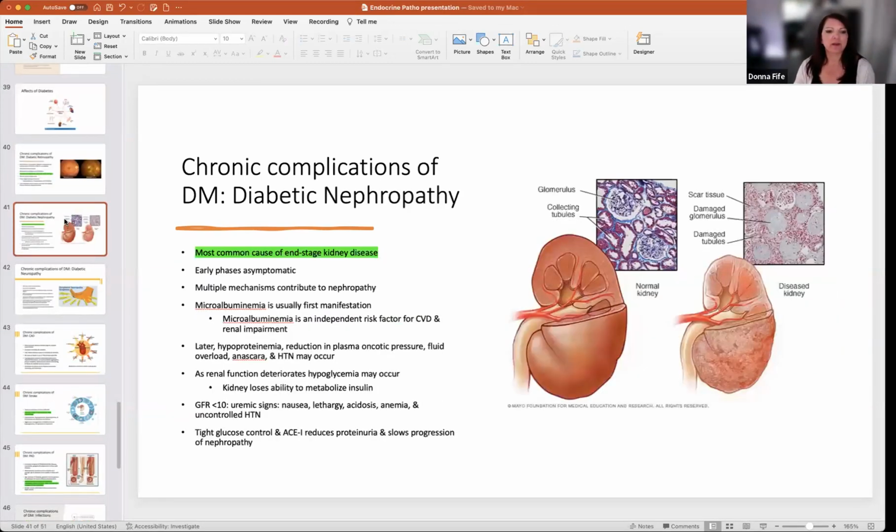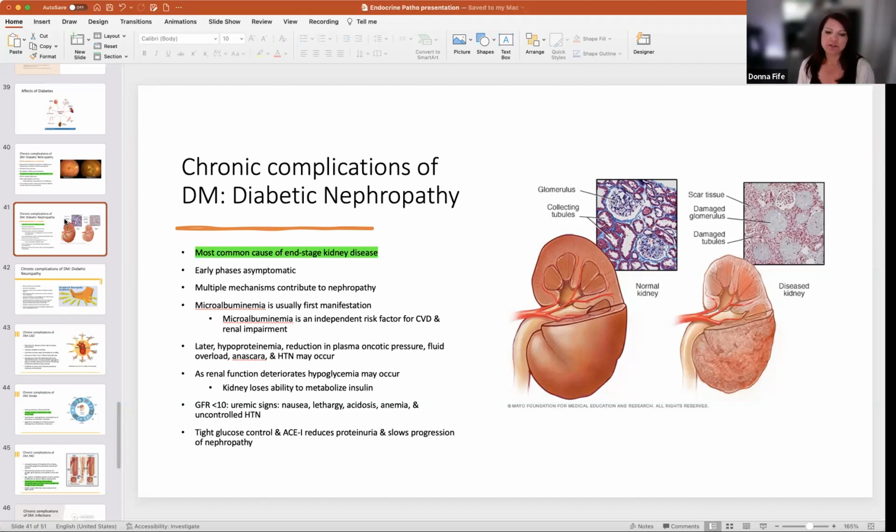Now, some of the other complications that can occur with these microvascular changes: diabetic nephropathy. This is the most common cause of end-stage kidney disease. The early phases are generally asymptomatic. There are multiple mechanisms that contribute to nephropathy. Microalbuminuria is usually the first manifestation. Microalbuminuria is an independent risk factor for CVD and renal impairment. Later, hypoproteinemia, reduction in plasma oncotic pressure, fluid overload, anasarca, and hypertension may occur.